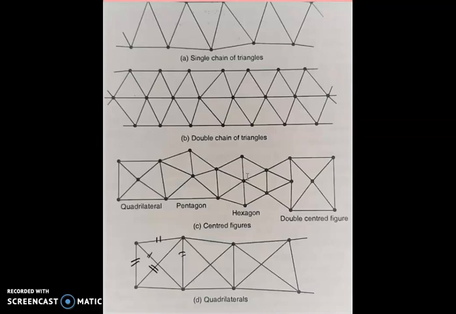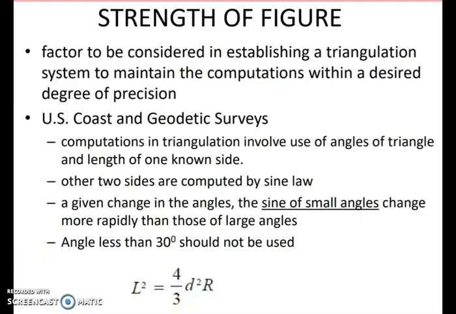Now if I want to find out which is a better triangle, or which is a better figure, which is a better system of networks, then the one criterion, one quality, that can help you weigh which is better than the other is the strength of the figure. Strength of the figure is a factor that has to be considered while establishing a triangulation system, to maintain the computations within a desired degree of precision. So better the strength, better will be the precision. This is established by the US Coast and Geodetic Survey.